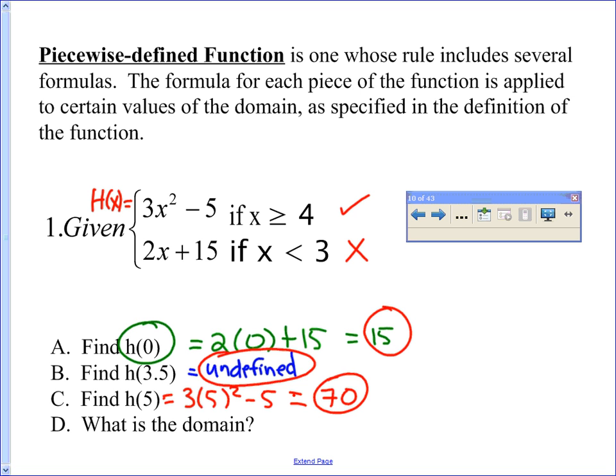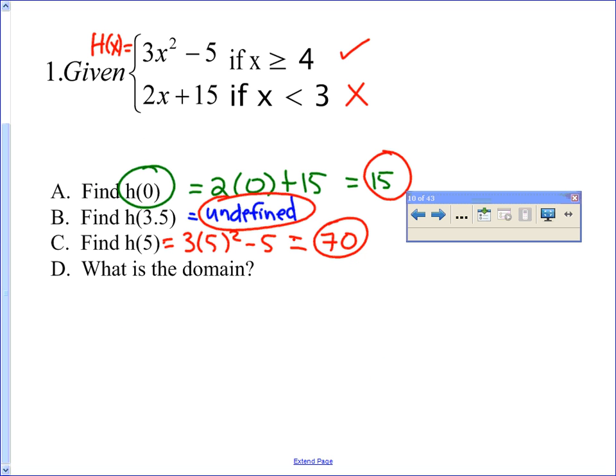Okay, so I have those three. And then we want to know what the domain is. If we're looking for the domain of this, if I just draw a number line, it might help me out a bit. First of all, I've got 4 and I've got 3. So I'm going to start at 0.